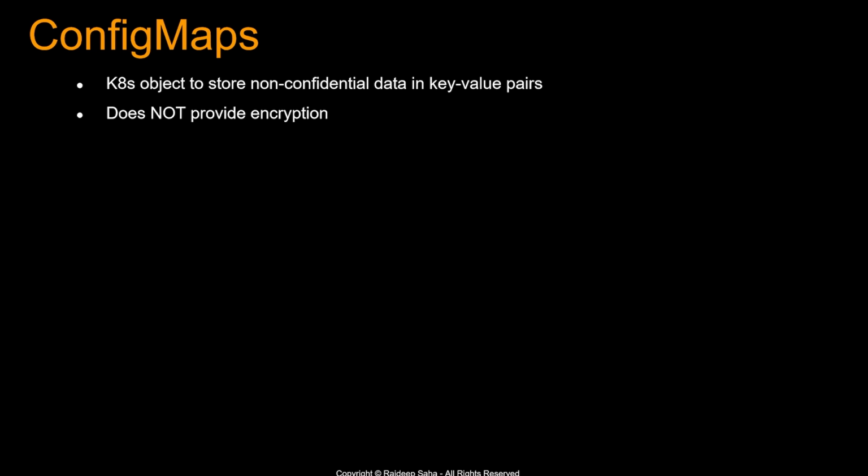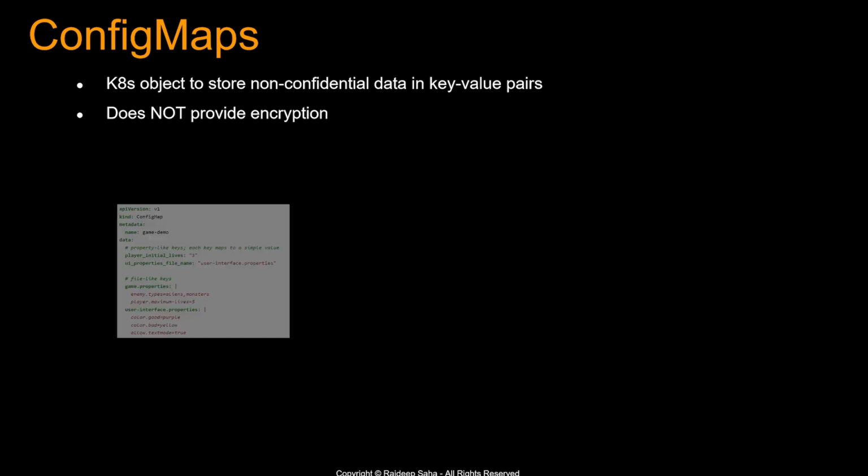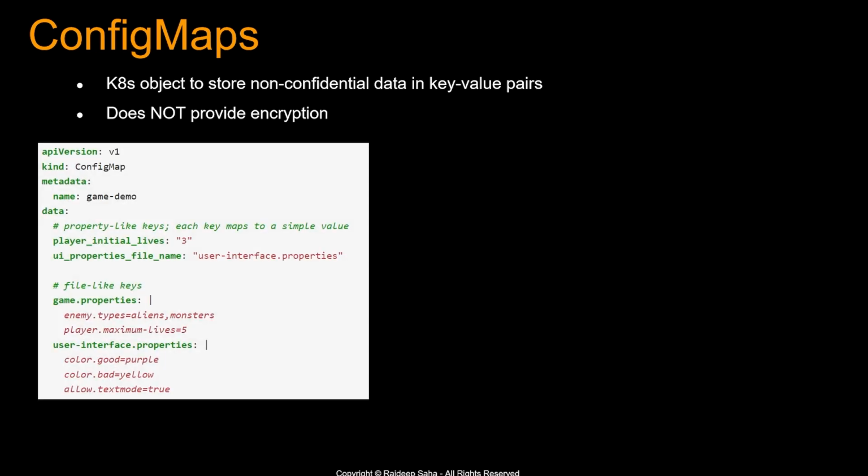Whenever someone says Kubernetes object, that means you have to have a manifest file attached to it with a separate kind. In this case, the kind is ConfigMap. The name of the config map is game-demo, and it has some key-value pairs, such as player_initial_lives is 3, ui_properties_file_name, and then there are some file-like keys such as game.properties. As with any other Kubernetes object, you deploy this using kubectl apply -f and the name of this config map file.